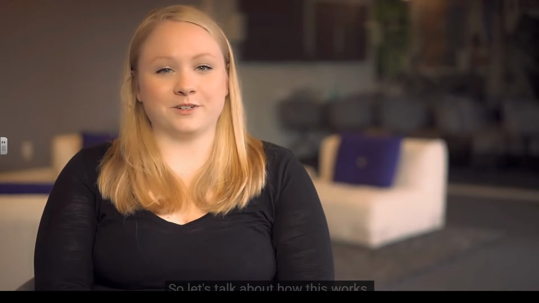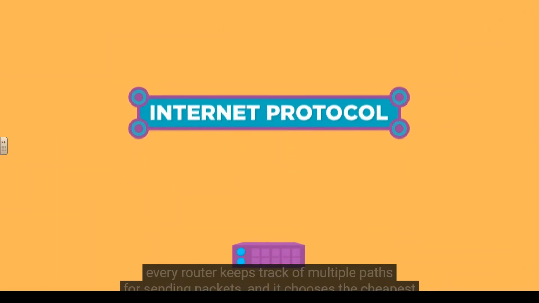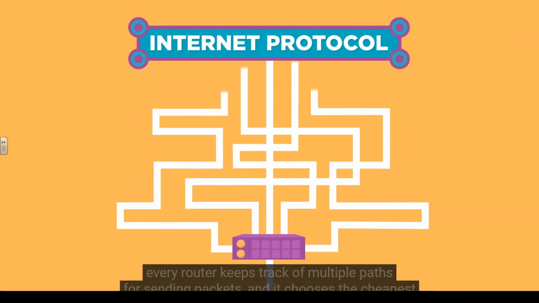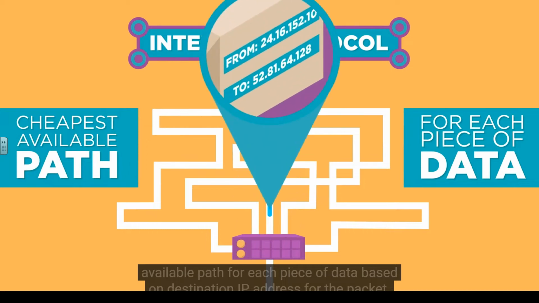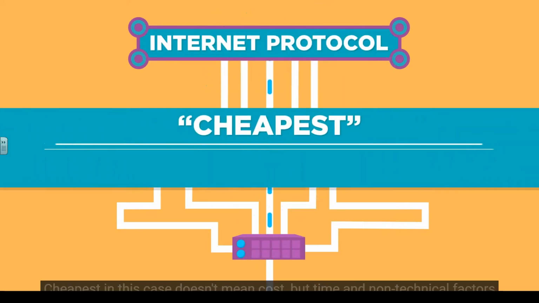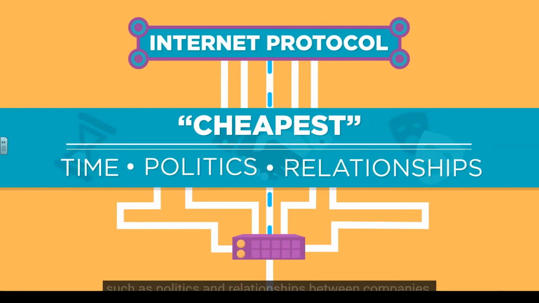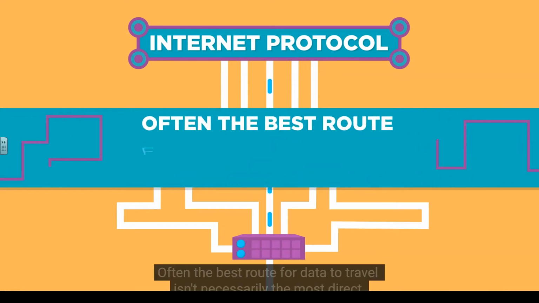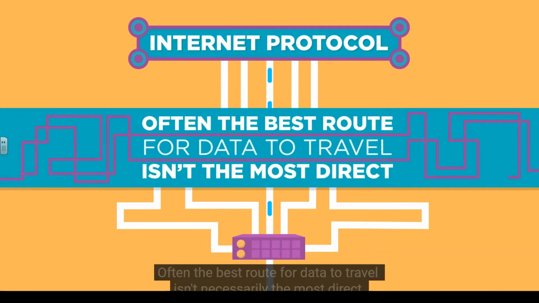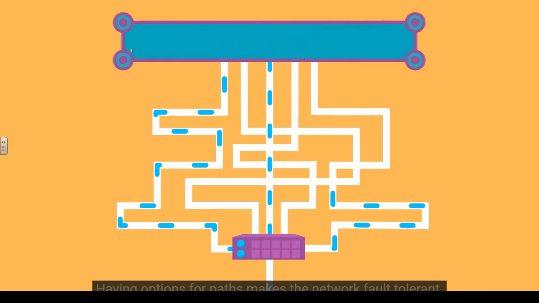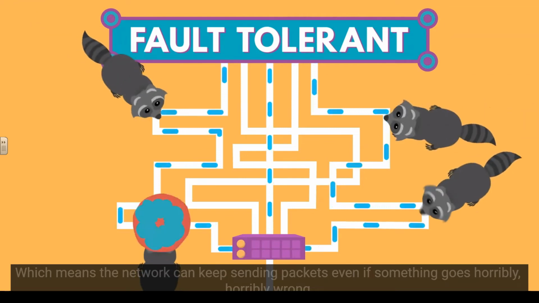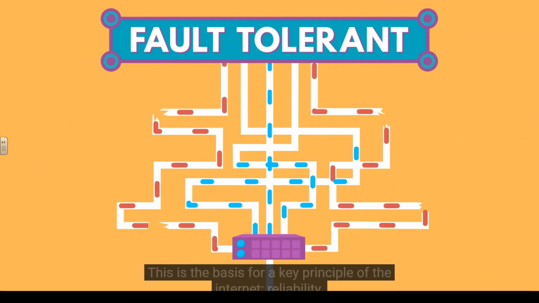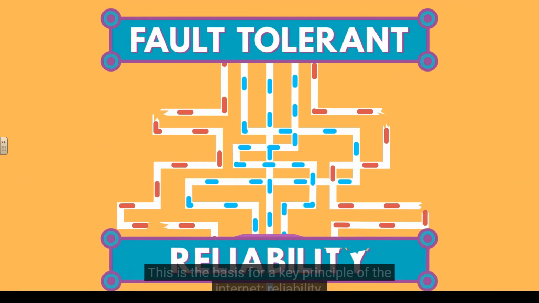So let's talk about how this works. As part of the Internet Protocol, every router keeps track of multiple paths for sending packets, and it chooses the cheapest available path for each piece of data based on destination IP address for the packet. Cheapest in this case doesn't mean cost, but time and non-technical factors such as politics and relationships between companies. Often the best route for data to travel isn't necessarily the most direct. Having options for paths makes the network fault tolerant, which means the network can keep sending packets even if something goes horribly wrong. This is the basis for a key principle of the internet, reliability.